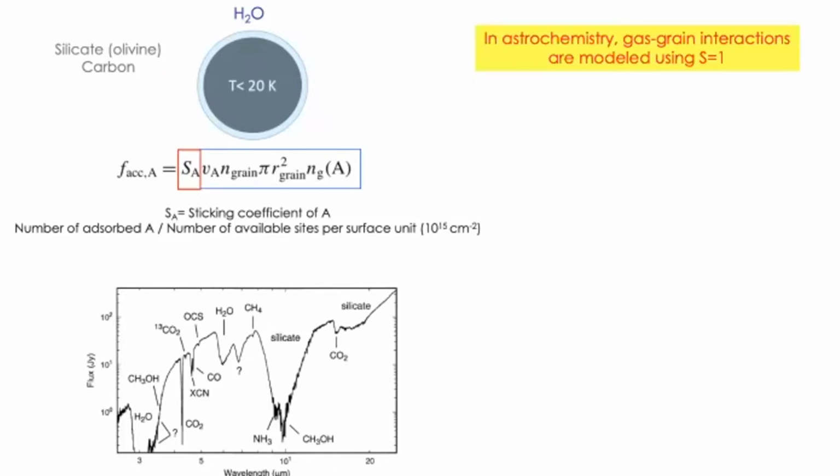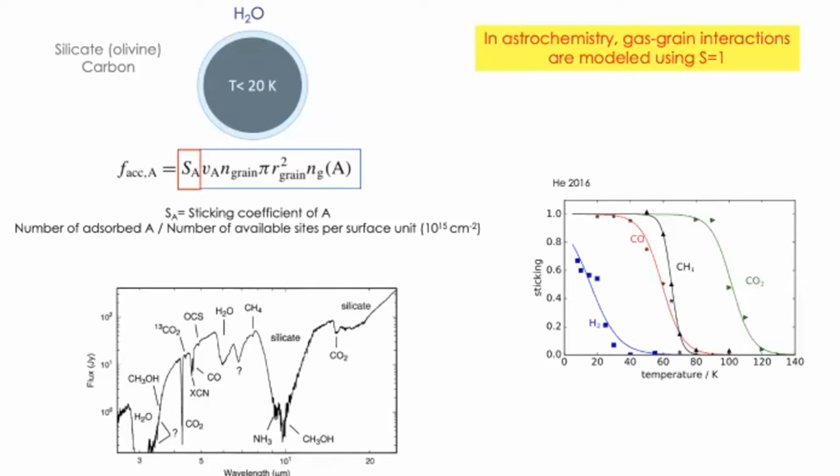So usually S is taken as unity by astrochemists, modelers, and indeed, so far experiments have shown that this is the case. For instance, this one has been published in 2016 by Vidali's group. So you can see the sticking coefficient of CO, CH4, CO2, and almost H2 are close to 1, and drops at various temperature depending on the species. And this is called the snowline temperature. This is the temperature at which the species can't remain frozen on the grain.